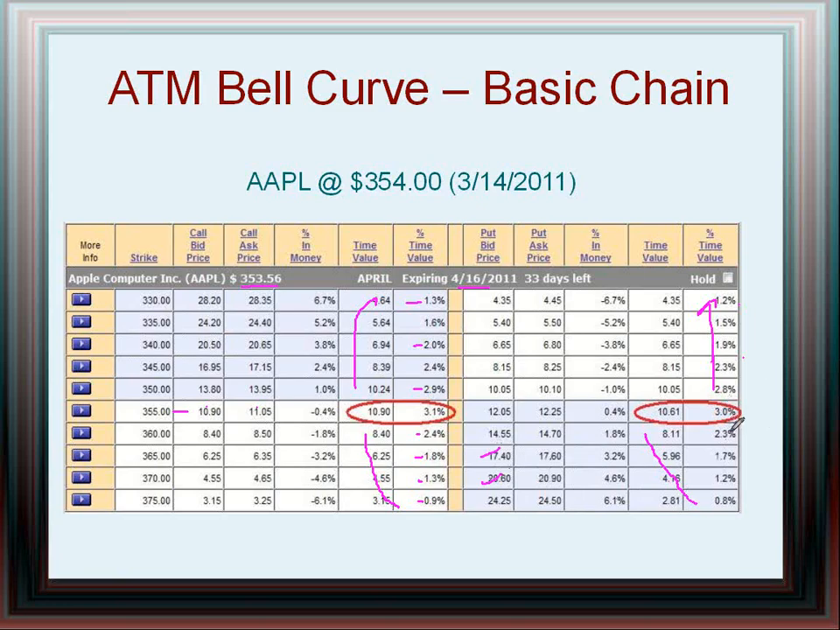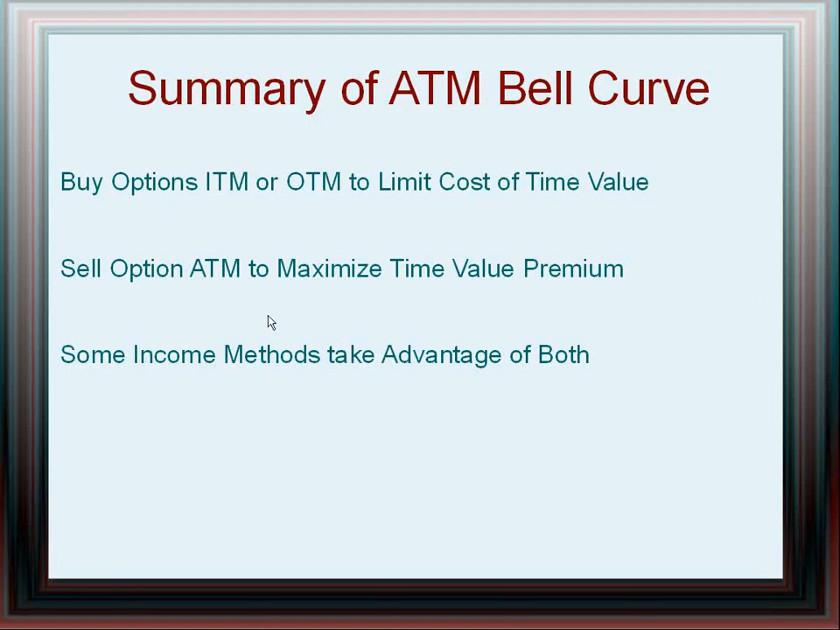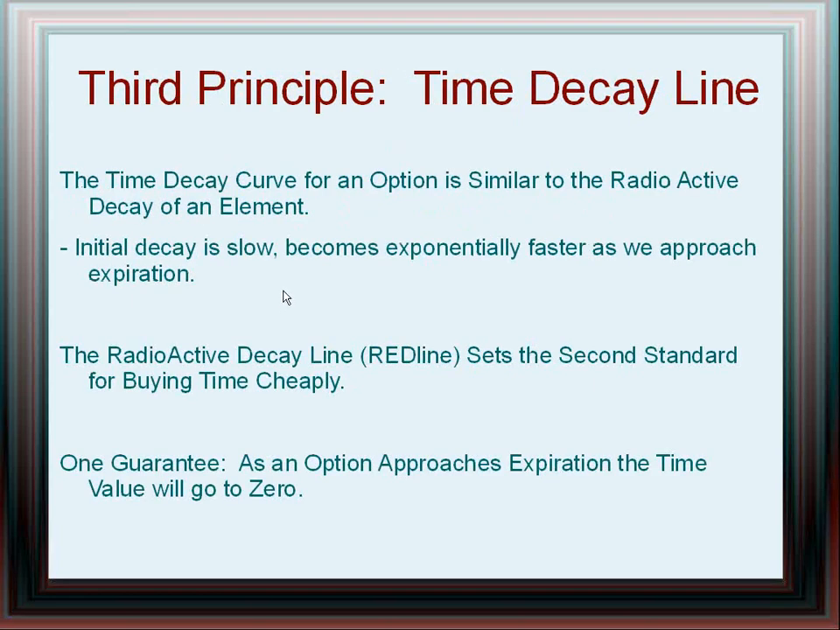So again, when we want to buy, we want to buy in the money range or the out of the money range, and when we sell, we want to sell at the money or close to it to take advantage of the at the money bell curve, selling option premium to maximize the time value. Some of our income methods, some of those 10 different adjustments discussed in the blueprint, will actually take care of both. They'll take advantage of buying out of the money options to limit the cost of time value and selling at the same time at the money options.